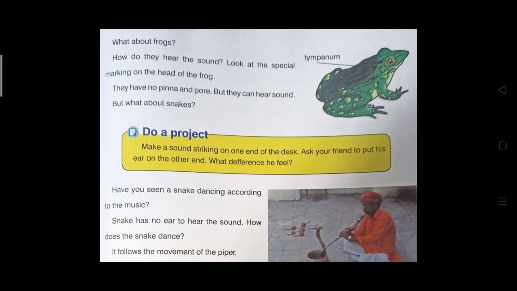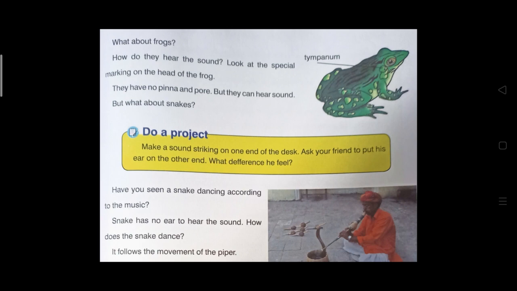They have no pinna and pore. In the case of other animals like cow, cat, dog and others, we understood that the pinna is present. In the case of birds, we understood that a small pore, a tiny hole, is present. But in the case of the frog, it has a tympanum, a small piece of skin to understand the sound.